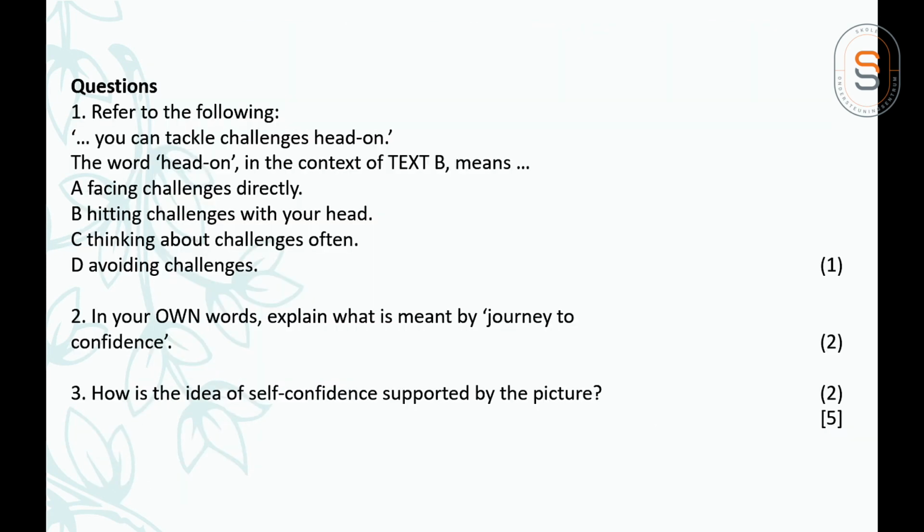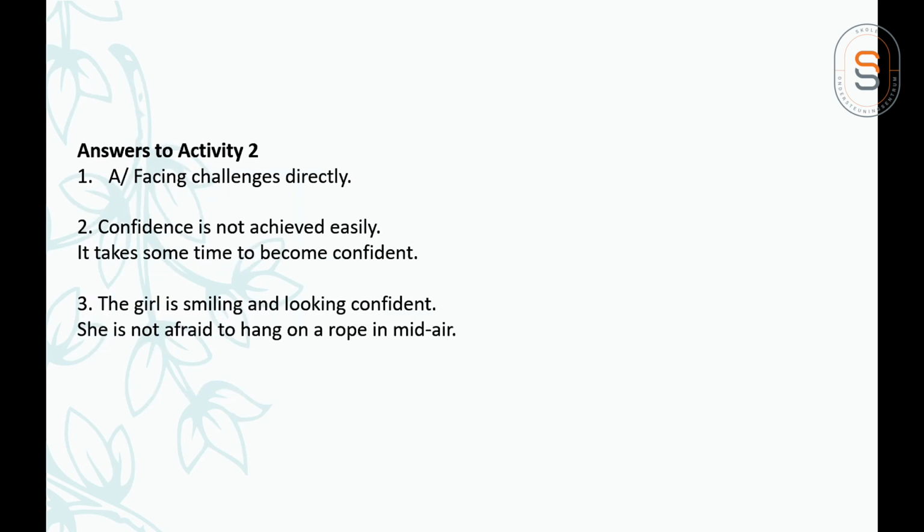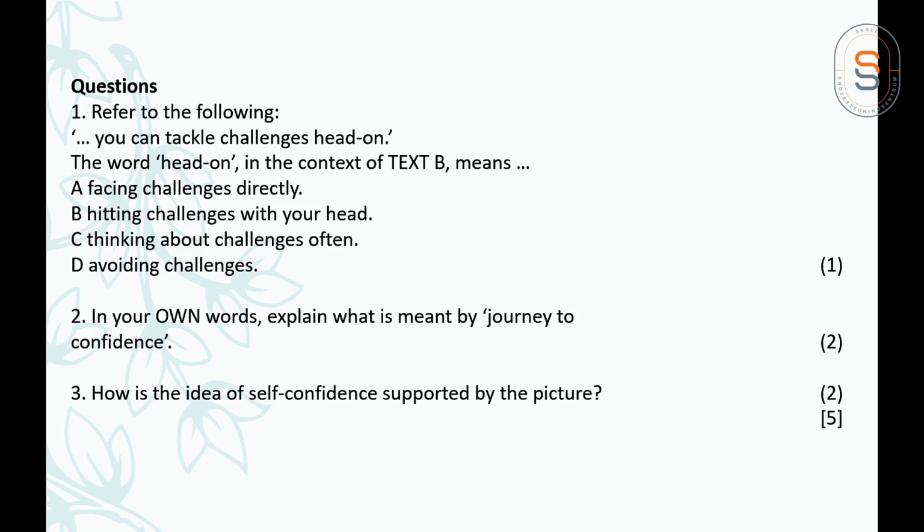Right, if we look at the questions, refer to the following. You can tackle challenges head on. That is part of the words. The word head on in the context of text B means A, facing challenges directly, B, hitting challenges with your head, C, thinking about challenges often, D, avoiding challenges. Right, so immediately we can see a multiple choice question. We have to look at the words head on, and obviously our answer would be number A, facing challenges directly.